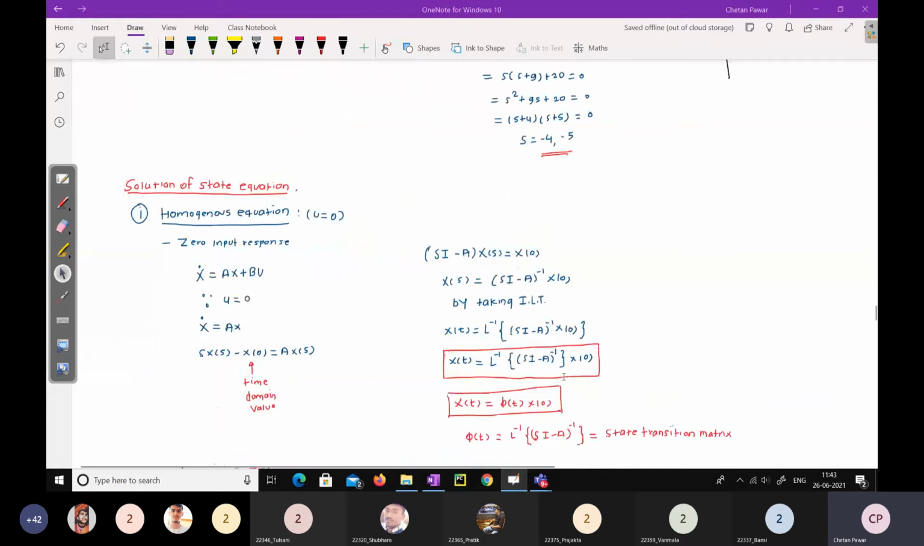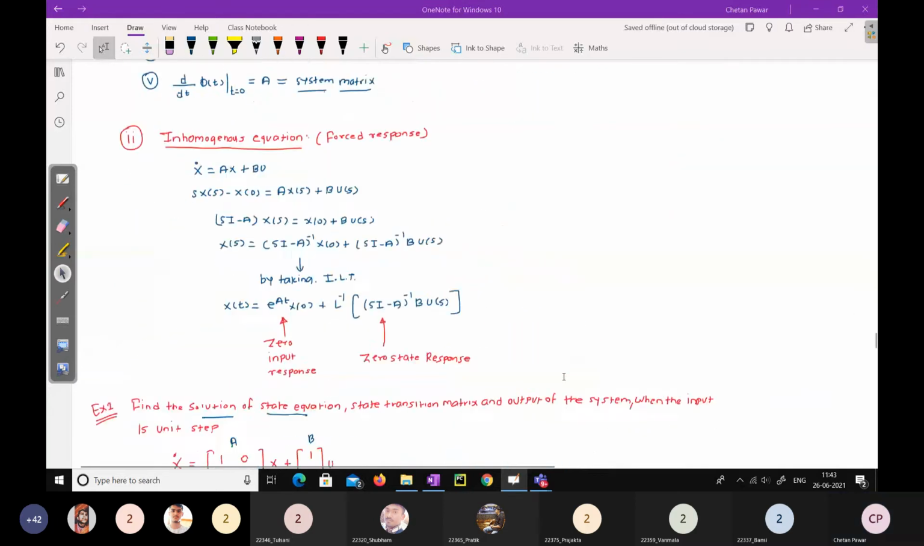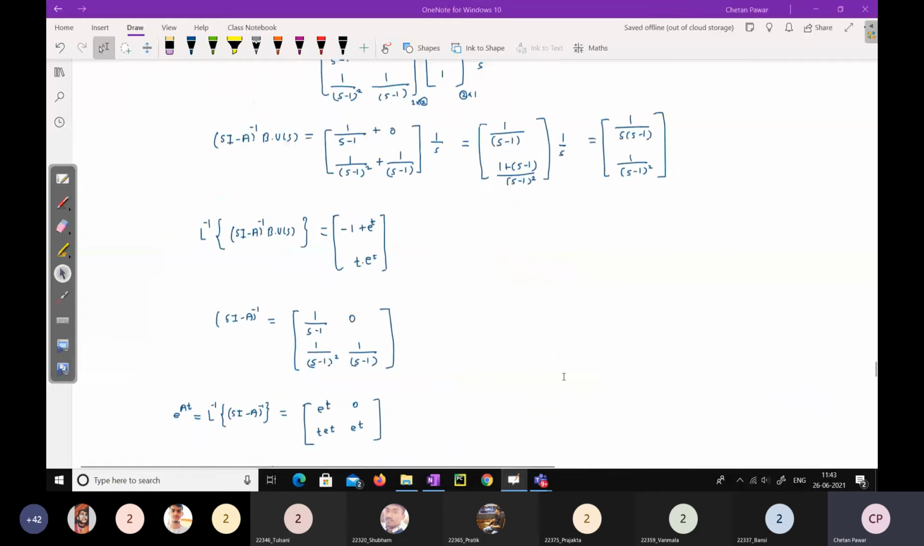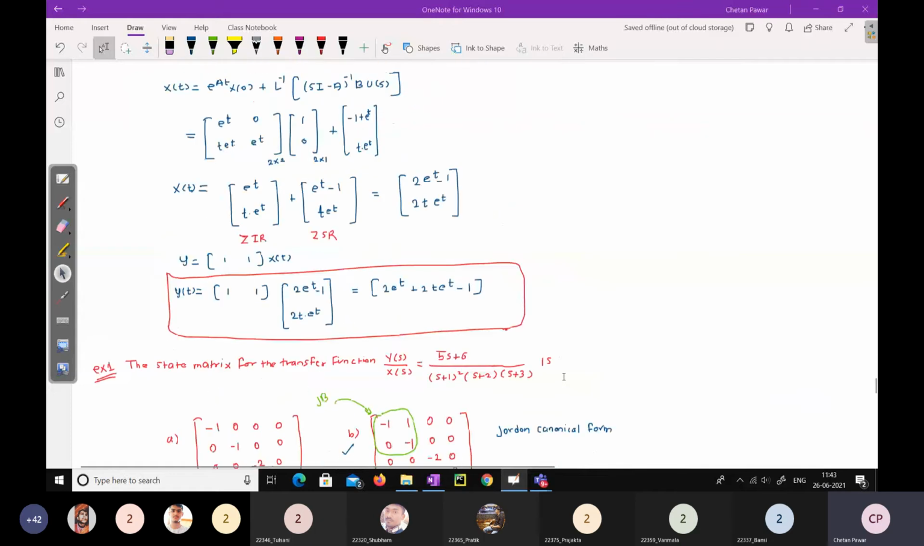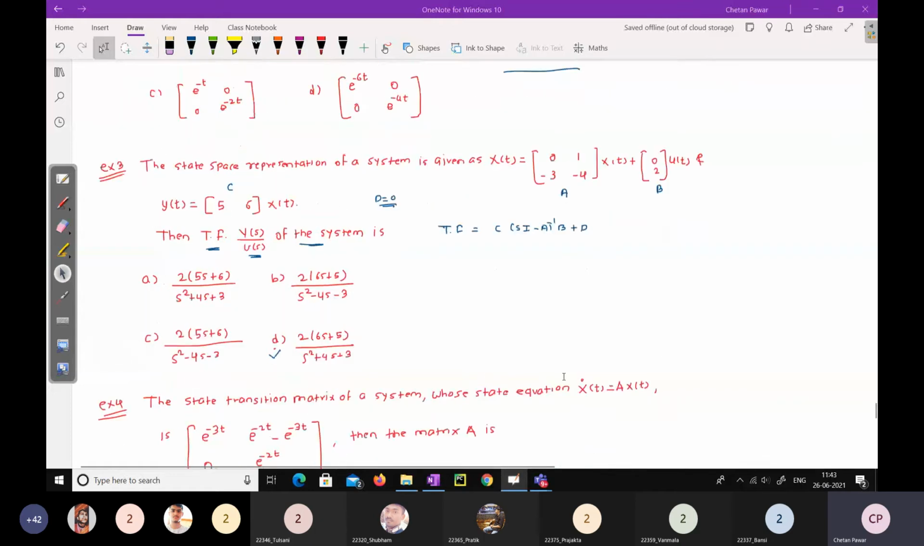So T is 0, right? So now, if you follow that procedure, first you will calculate this, then you will multiply the matrix like this, okay? D is 0. So that is a very long procedure, okay?